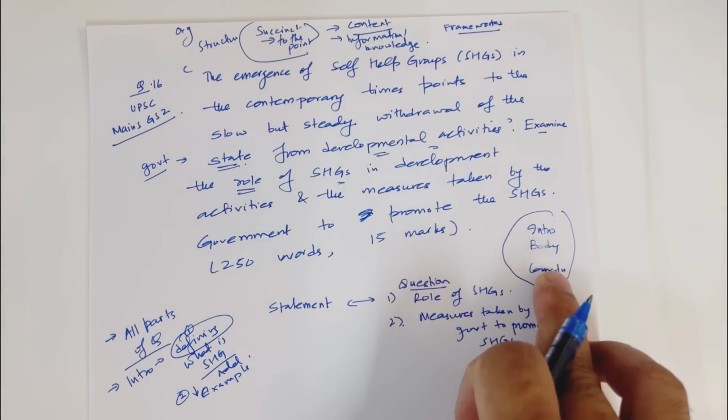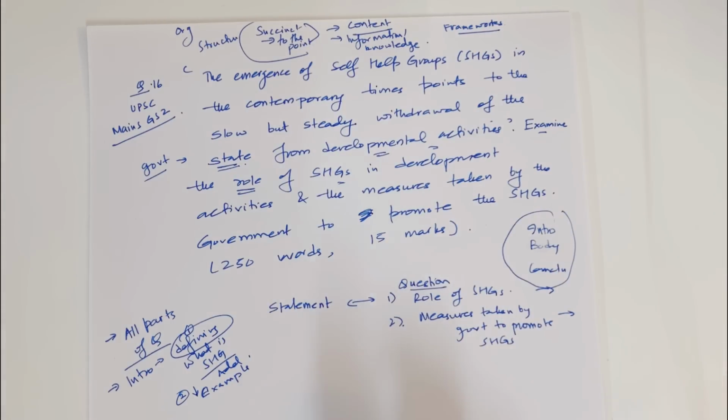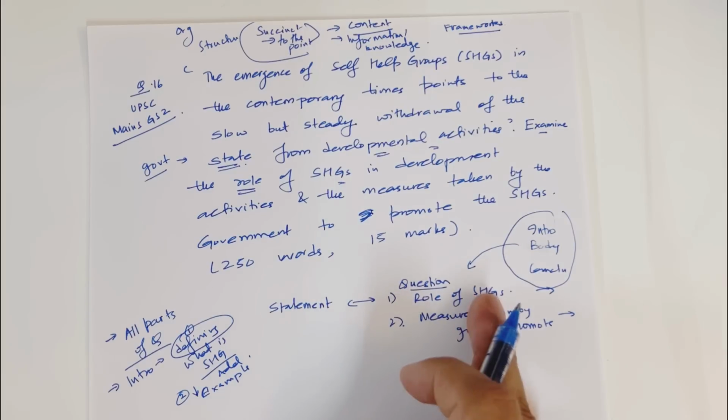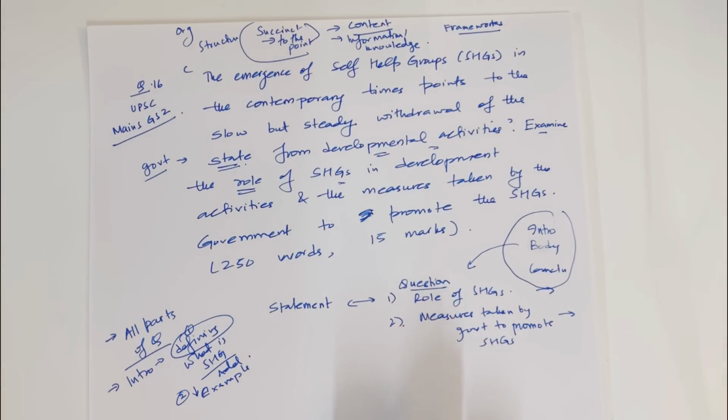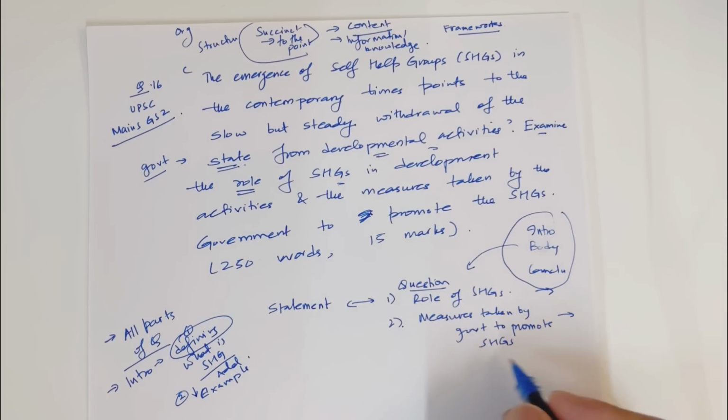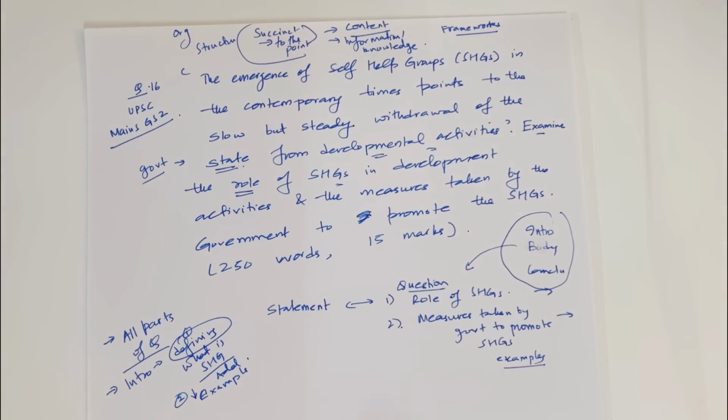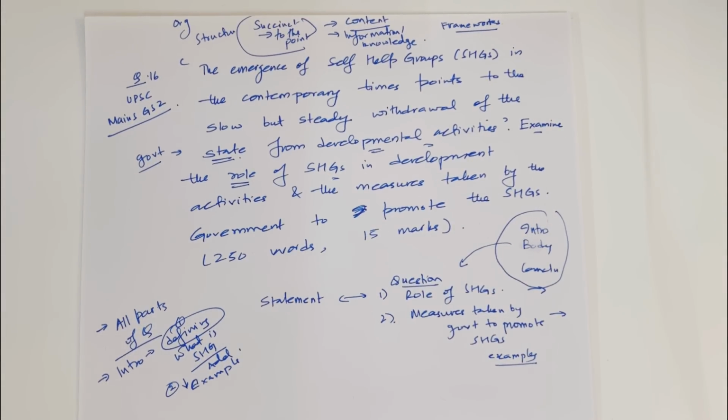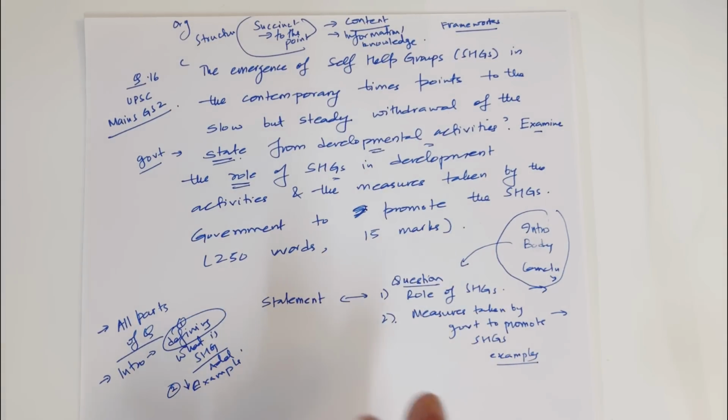Then move on to the body. In the body, in points, provide content for both the role of SHGs and the measures taken by the government. Try to include examples if possible, especially in GS3. One of the key rules of my framework is to include examples if I have some. And then obviously conclude. In the conclusion, you can give an example of some additional government scheme, provide an example of any other such initiative, or end in a forward-looking way. So this is your framework.